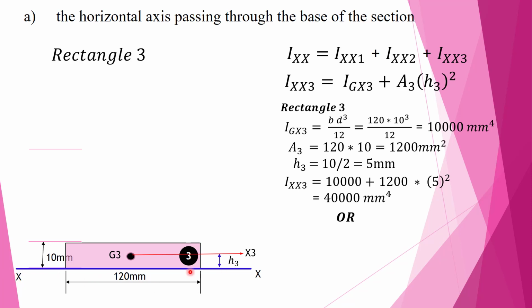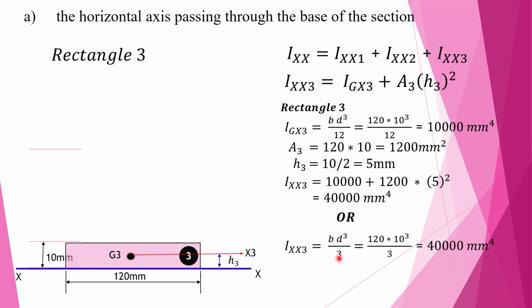So there is one more method for finding out the moment of inertia of the third rectangular section about XX axis. Here in this figure, you can see that XX axis is passing through the base of the rectangular section. So we have already learned the moment of inertia of a rectangular section about an axis passing through the base. We have the formula, right? So we can use that formula for finding out the moment of inertia. So that will be Ixx3 is equal to, what is that formula? BD cube by 3, right? If we want to find the moment of inertia of a rectangular section about an axis passing through the base, we can use this formula also.